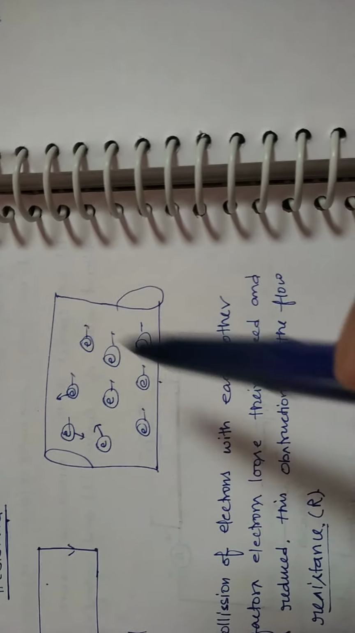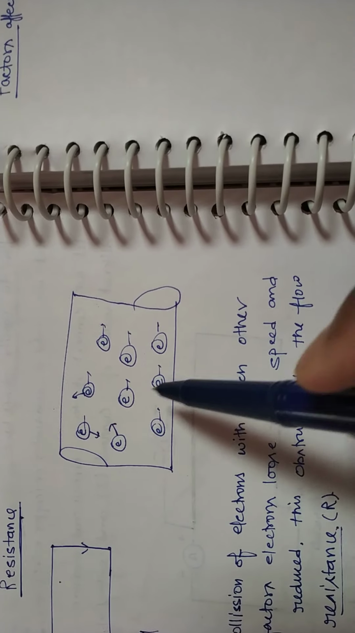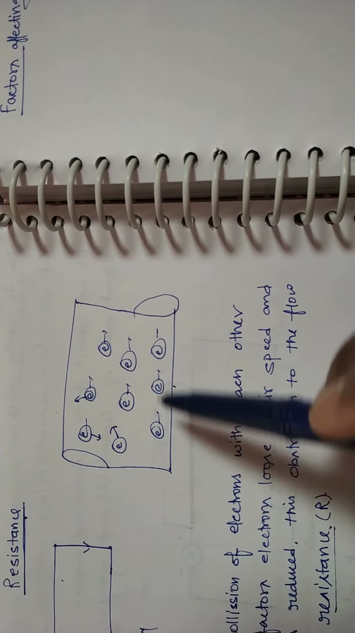This is the new topic: factors affecting the resistance of any wire. Again, let me show this cross section of any conductor. Here students, you can see some electrons over there.